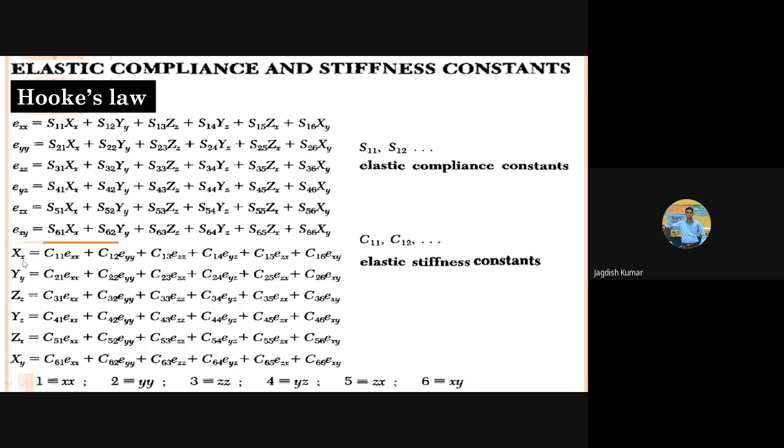For the 1D case, only this part of the whole matrix survives: XX is equal to C11 times EXX, because there is no Y strain, no Z strain, no Y stress, no Z stress. So for a simple one-dimensional spring, only C11 is non-zero and all others are zero. That's a simple way of looking at it. But for a general three-dimensional object, you may have all of them non-zero to a certain extent. They may be small, but practically non-zero. Is this clear, or any question on this?